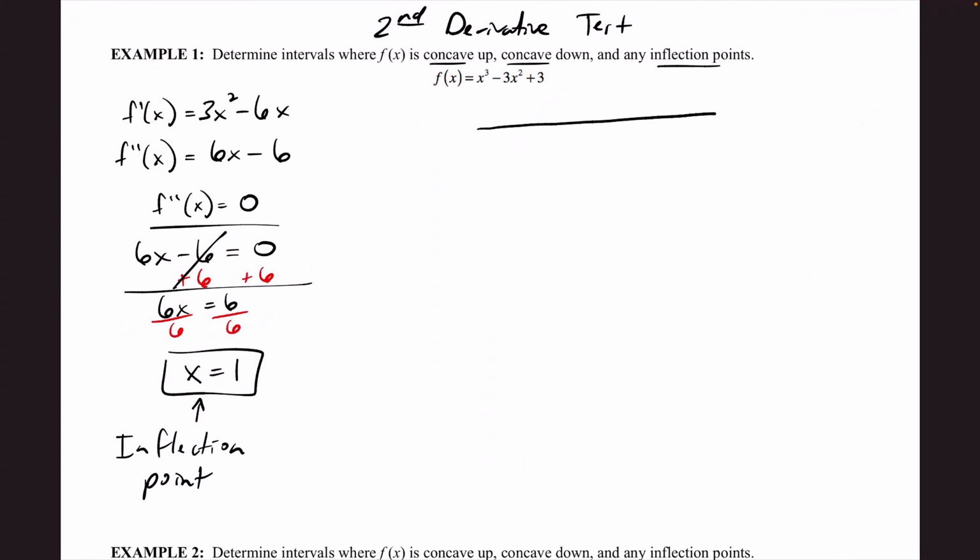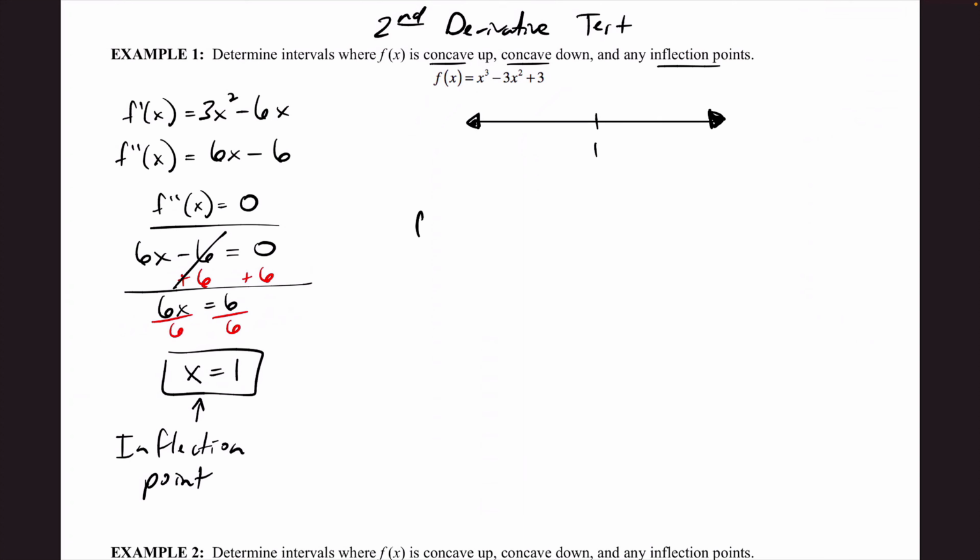Well, now we go to our number line. Any inflection points, we're going to put on our number line. Well, we only got 1. So we need to check greater than 1 and less than 1 for concave up or concave down. So we're going to do the same thing we did with first derivative test. Pick a number less, pick a number greater. We don't care about the number, right? We care about positive or negative. We care about the sign.